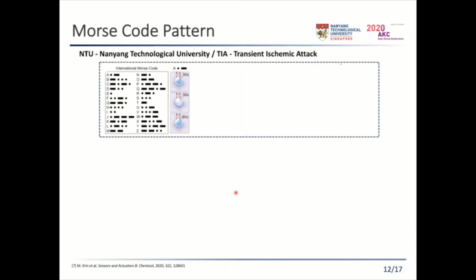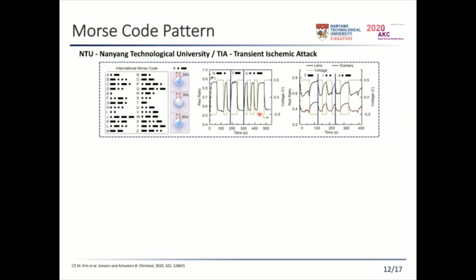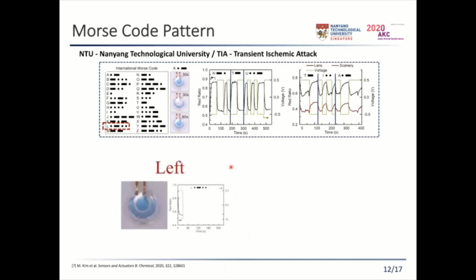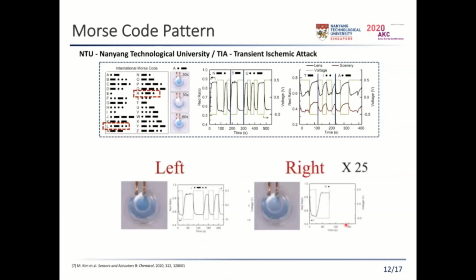Also, a Morse code pattern was made by controlling the duration of applied voltage. Dot was expressed by 30-second voltage application, and dash was expressed by 60-second voltage application. For demonstration, the name of a university and the name of a disease were transferred by Morse code. Also, direction was expressed by Morse code. Let's see the video. Left was expressed by L, and right was expressed by R of Morse code.